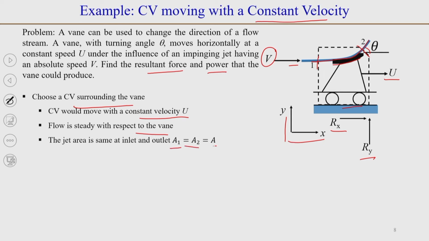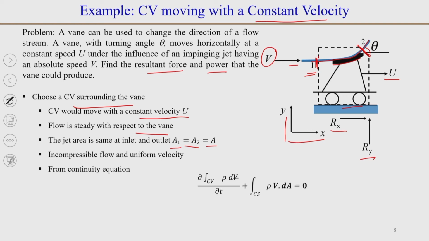Let us look at the problem. It is also assumed that the jet area at section 1, where it is coming into the control volume, and at section 2 remains the same. And the flow is incompressible and the velocity is uniform. Before finding out the force, we need to find the velocities. We know the velocity at 1, but we do not know the velocity at 2. We know the speed because the area is going to remain the same, so v dot a will be the same.